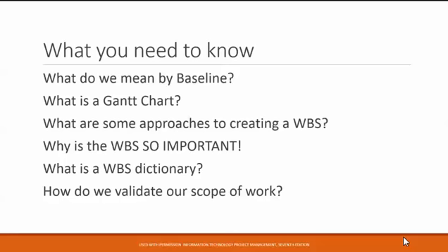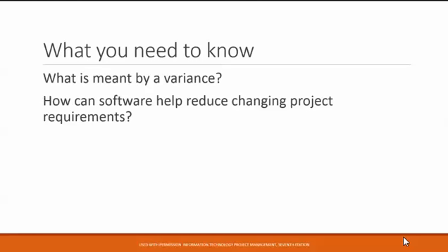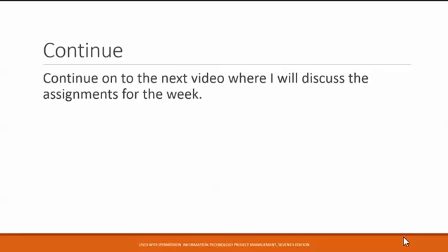Obviously, this week we focus a lot on WBS. And then, how do we validate our scope of work? What is a variance? You'll want to understand the term. And then, how can software help us reduce changing project requirements? And let me rephrase that. How can software help us to mitigate the impact of changing project requirements when a project requirements change?